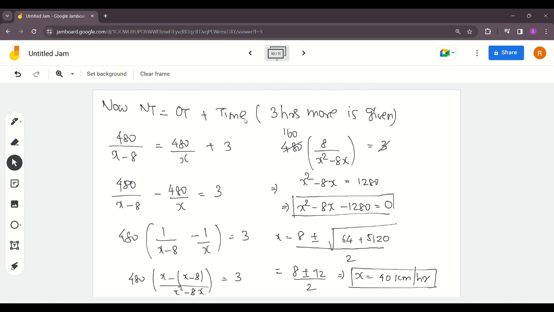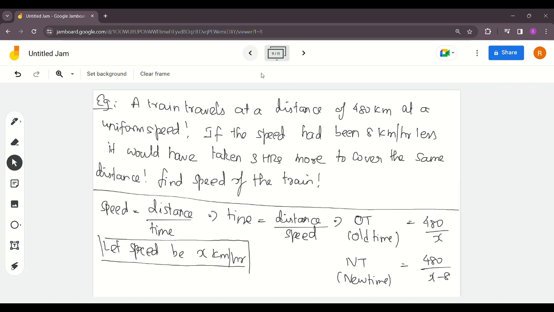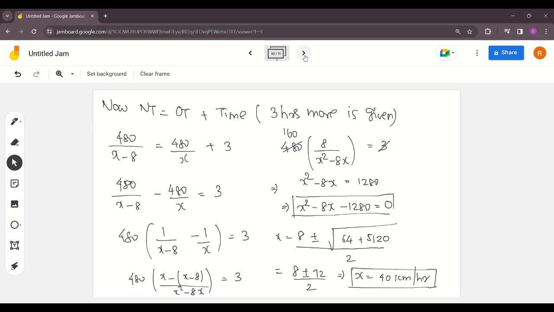So just substitute these values, because you may get the answer very quickly. 480 divided by x minus 8 equal to 480 divided by x plus 3. I hope that this technique benefits you a lot. So now you take 480 by x to that side. So 480 by x minus 8 minus 480 by x is equal to 3. Take 480 as common. So 1 by x minus 8 minus 1 by x is 3.